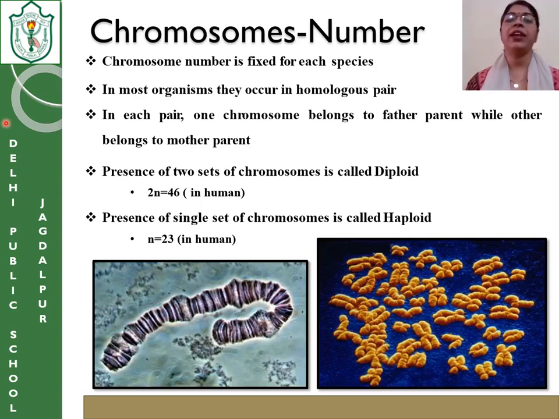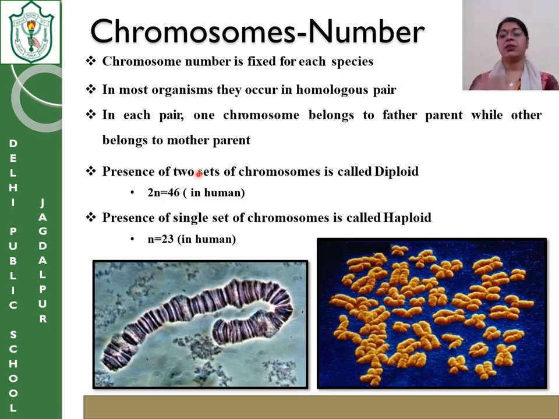Now we go to the next topic, that is chromosome number. Different species have different numbers of chromosomes in their cells, but in each species there is a fixed number of chromosomes. But as I said, the chromosomes always occur in pairs. That means if one chromosome is there, there will be another as its pair. In each pair, one chromosome is from the father and one is from the mother.